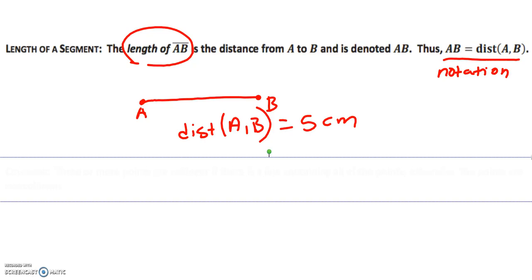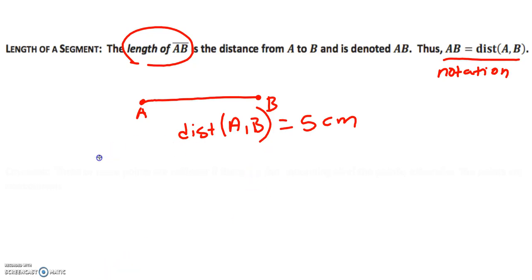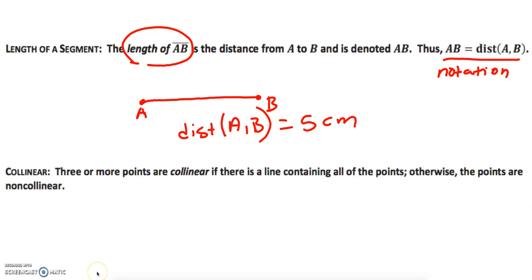Now, collinear. What does collinear mean? Three or more points are collinear if there is a line containing all of the points; otherwise the points are non-collinear. Here you have a point, here's a point, here's a point, here's a point. If I connect all those points and they all fall on the same line, that means I have collinear points. These are collinear.